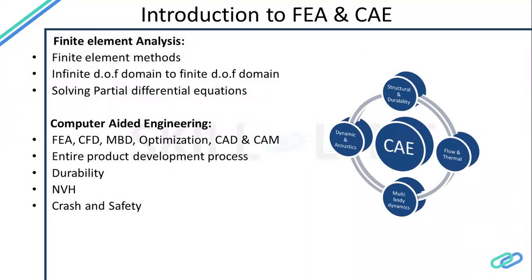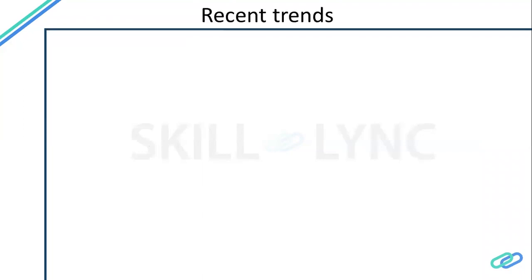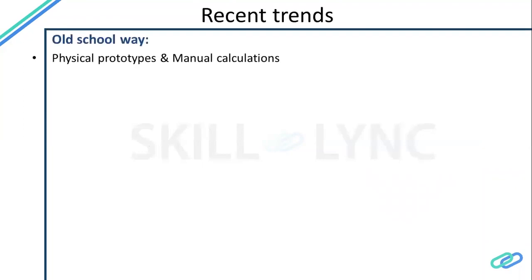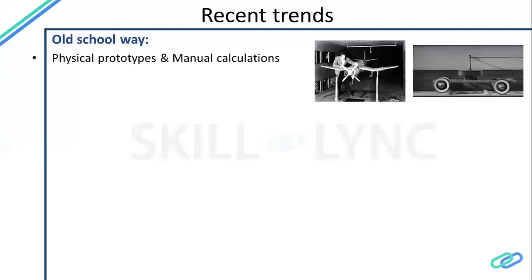So CAE is basically four departments. Structural and durability. Next is dynamics and acoustics. Next is multi-body dynamics. Next, flow and thermal. As I said, Nastran is useful in structural and durability, and dynamics and acoustics. So what are the recent trends? First of all, I'll tell you how in the olden days people used to conduct experiments to solve problems in the development process.